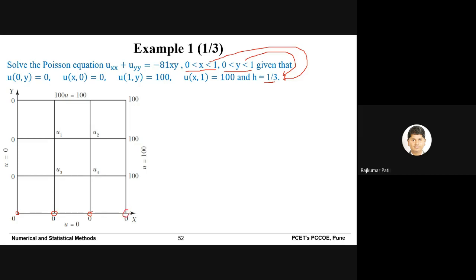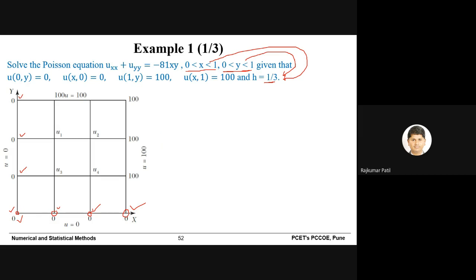So we can say that for x there are four values. First one is 0, then 1 by 3, then 2 by 3, and then 3 by 3, that is 1. Similarly, in case of y, the starting value is 0, then the next value will be 1 by 3, then 2 by 3, and the last value will be 3 by 3, that is 1. So there are a total of 4 values associated with x and 4 values associated with y.